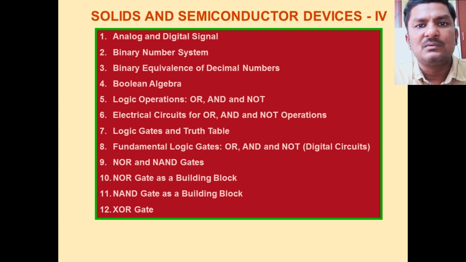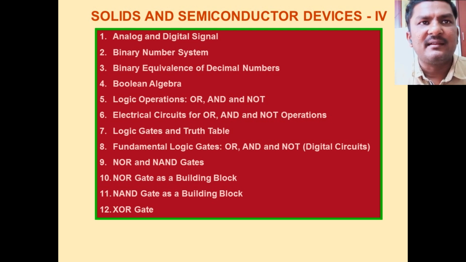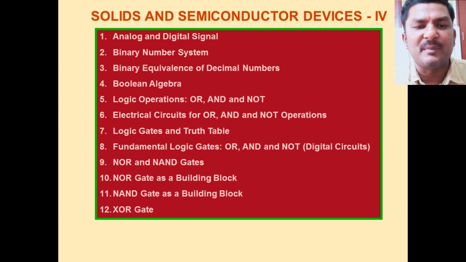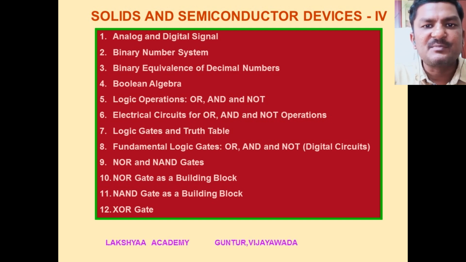So now we move to that Part 4, logic gates. So in this logic gates we learn analog signals, digital signals, Boolean algebra, basic gates AND, OR, NOT gates, and NAND gate, NOR gate and XOR gate. Difference between analog signal and digital signal.